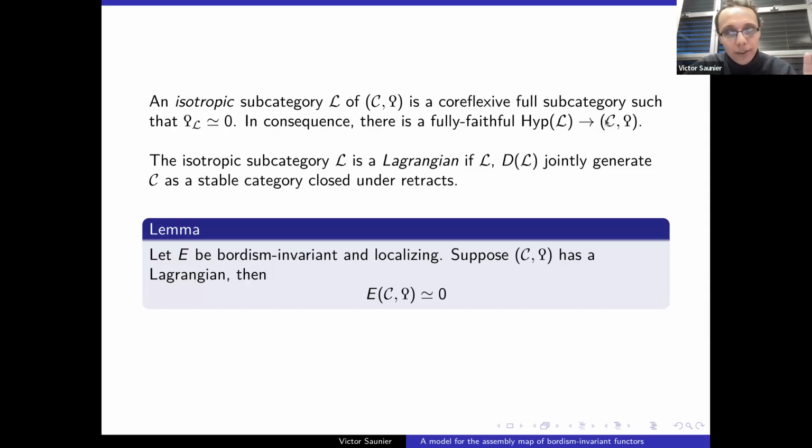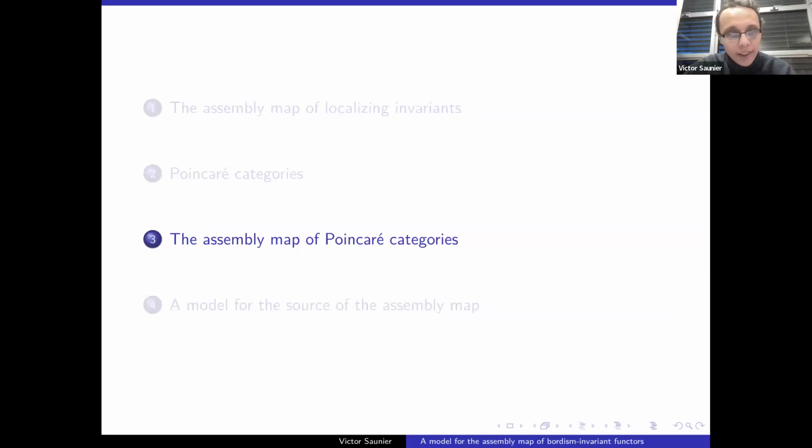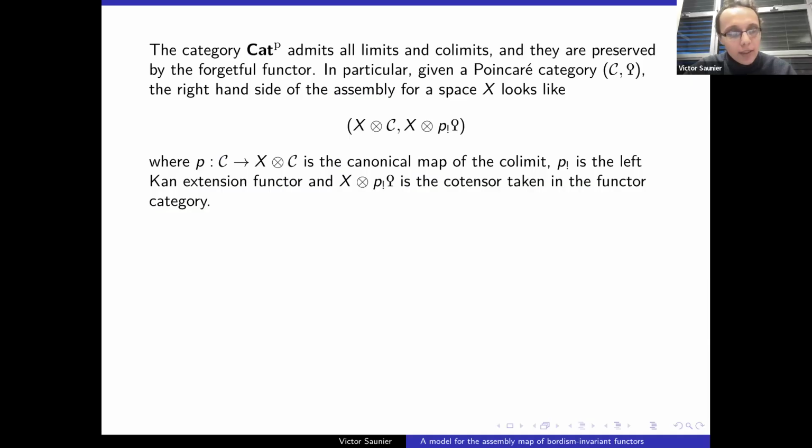So this will be important for us for the following. And now we are ready to talk about the assembly map in the Poincare category context. So cat P is a very nice one category, right? It has all small limits and colimits, and they are preserved by the forgetful functor. In fact, the forgetful functor from cat P to cat X is a bi-Cartesian fibration. So computing colimits in cat P is not that hard. If you have a functor, you can just first take the colimit of the underlying, and then push all of the copas to the target of the colimit, and then perform the colimit in the category of functors.